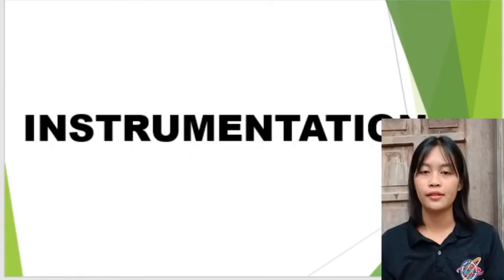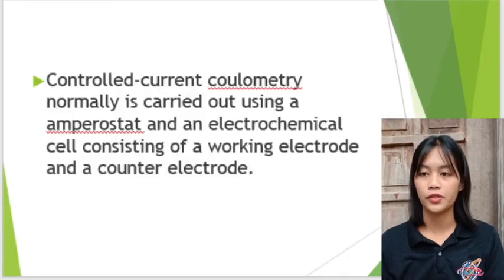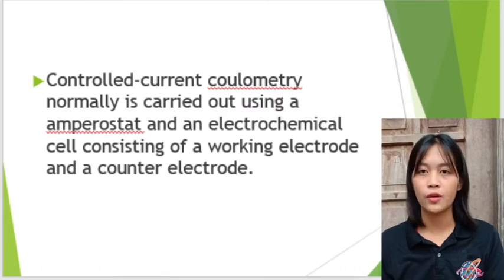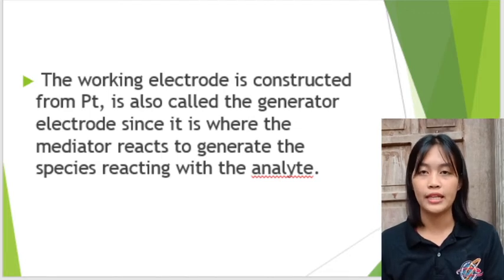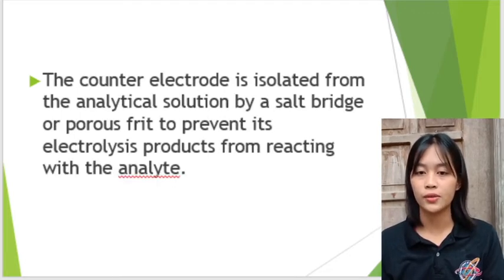And for the instrumentation, controlled current coulometry normally is carried out using an amperostat, an electrochemical cell consisting of a working electrode and a counter electrode. The working electrode is constructed from platinum, and is also called the generator electrode since it's where the mediator reacts to generate the species reacting with the analyte. The counter electrode is isolated from the analytical solution by a salt bridge or porous frit to prevent its electrolysis products from reacting with the analyte.